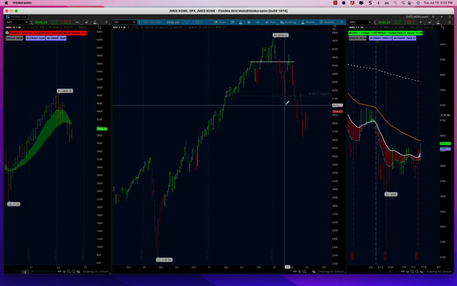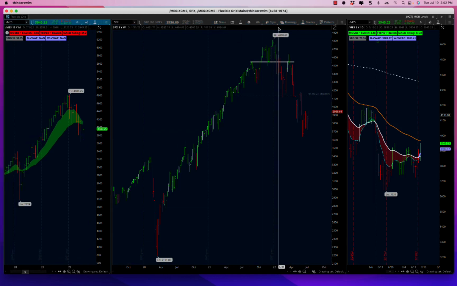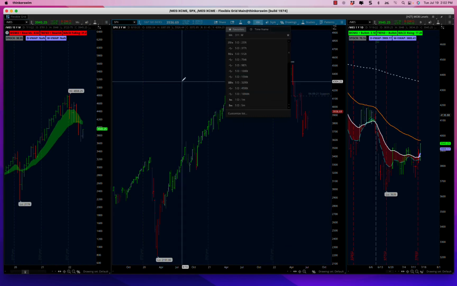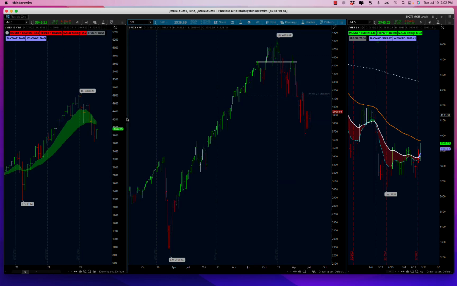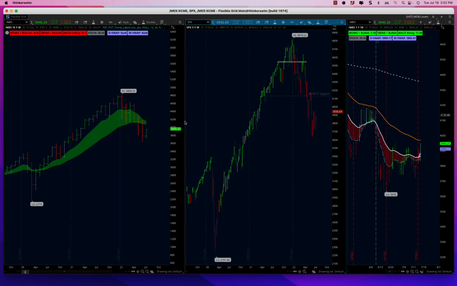On the left, I have a monthly. In the middle, I have a weekly. And on the right, I have a daily. So one of the first things I want to do is I want to understand the big picture of the market. So let's switch this. Actually, no, let's just make this bigger. Just give me more real estate on this one. All right, so we can see enough here, right?